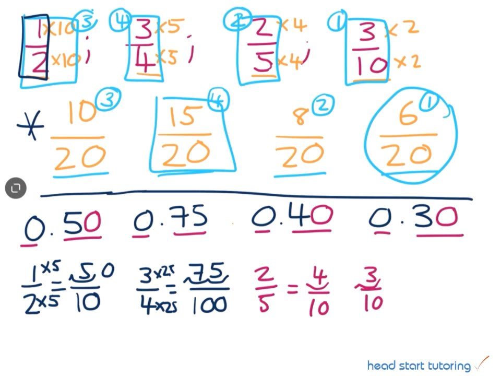So we can see that 0.30 is our smallest. Then we've got 0.4, then we've got 0.5, and then we've got our 0.75. So as you can see, the order is exactly the same. It's just a different way of working it out.